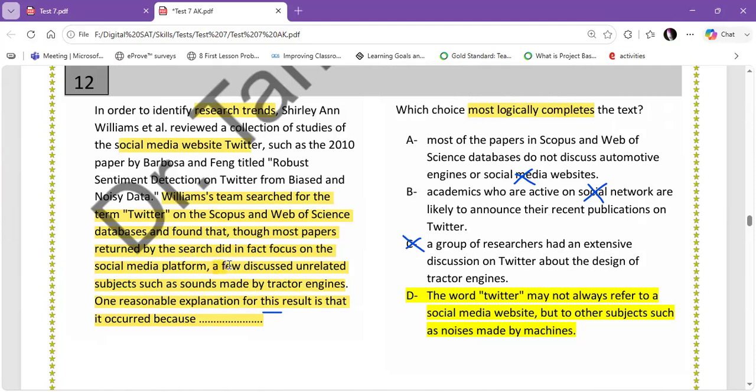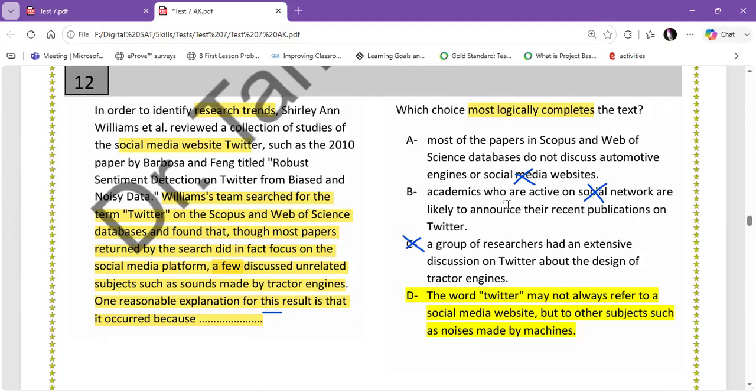Few. Take care of that. Few only said that Twitter is the sound made by a tractor engine. One reasonable explanation for this result is that it occurred because most of the people said that Twitter is a social media platform and few only said that it's related to the tractor engine. Most of the papers in the Scopus and Web of Science databases don't discuss automotive engines or social media websites. No, they discuss the social media because we brought Twitter from them.